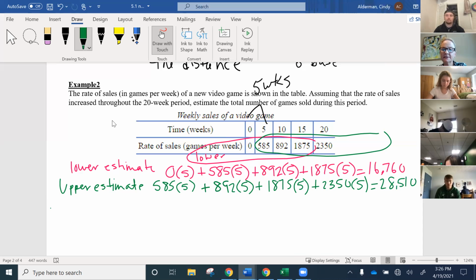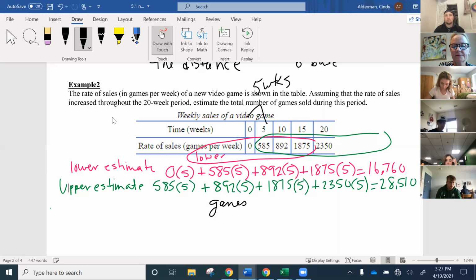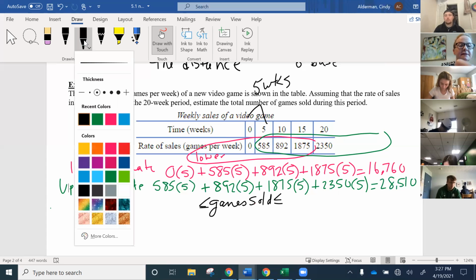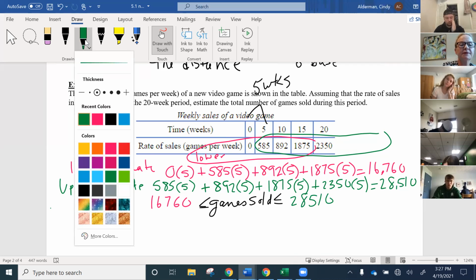So if we have a lower estimate and an upper estimate, there is a better estimate. What should we do? We did it in the last problem. Take the average. Yeah, definitely. So we know that the games sold is in between the lower estimate of 16,760 and the upper estimate of 28,510. If we take the average of those two numbers, it's a better estimate than just leaving the upper end and the very lower end.